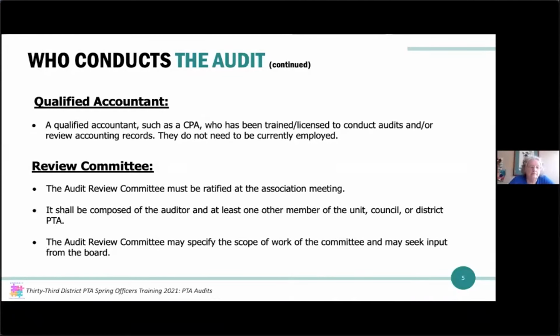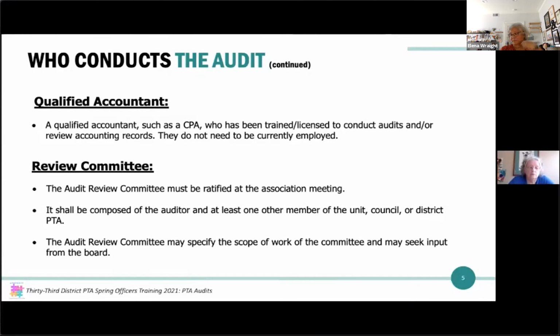Okay, if you have an auditor who does not qualify as an accountant, then you would have the audit review committee, which must be ratified at the association meeting. So again, the review committee would be appointed by the board, just like the auditor, and ratified at the association meeting. This committee shall be composed of the auditor and at least one other member of the unit, council, or district. So if you cannot find another member for your review committee, you may consult with your council or district to get someone to help you on that review committee.